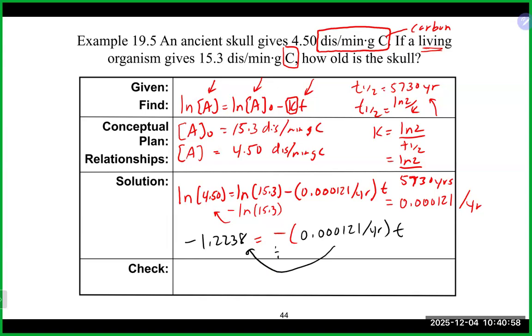The two negatives should cancel each other out, which is good. And we're going to end up with this ancient skull being about 10,114 years old. You could clean it up to 10,100 years if you're looking at sig figs. Any questions on that? So basically, we're just solving for time here, and you could figure out how old something is. Any questions on that?